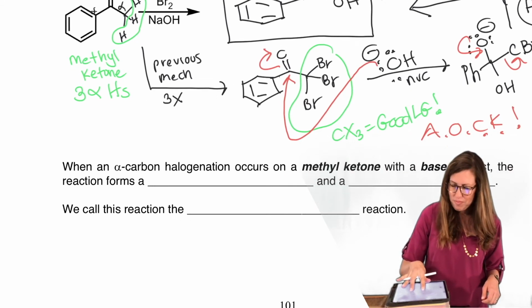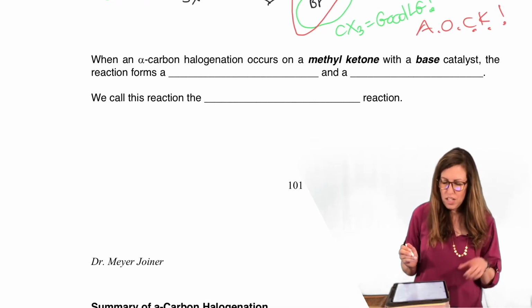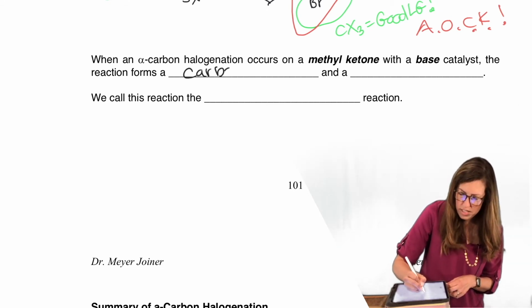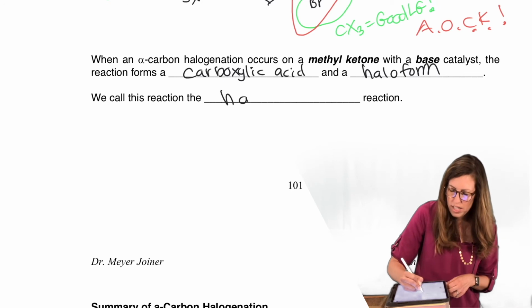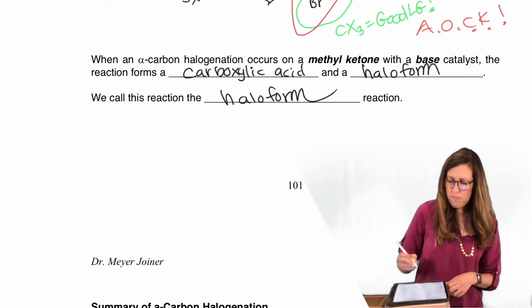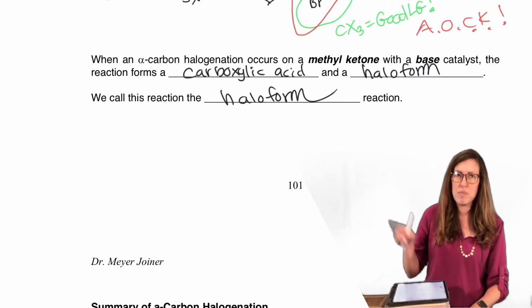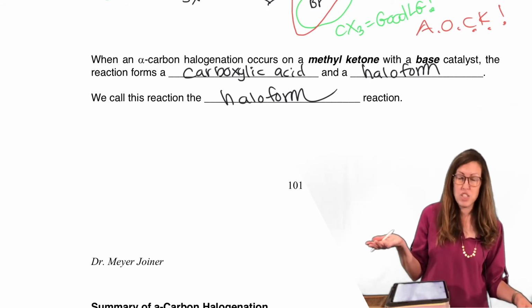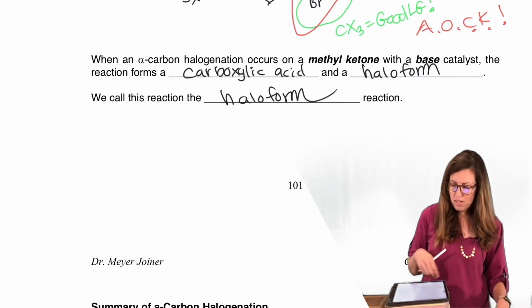Okay, summarizing this in words. If an alpha carbon undergoes halogenation with a methyl ketone and base catalyst, it forms a carboxylic acid and the haloform, which is why it is called the haloform reaction. So that's the exception. We don't ever get the 3 halogens on the carbon. It keeps going. We get the carboxylic acid. We can get 2 and 2. We can get 4 halogens on alpha carbons. We're just not going to get 3, or even worse, 6.